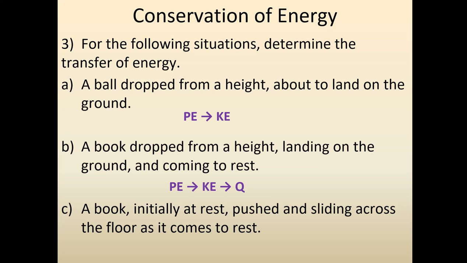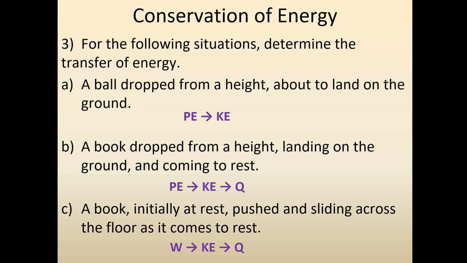And then the third one: a book initially at rest is pushed and slides across the floor as it comes to rest. So again, it's on the table or on the floor, whatever. It's starting at rest, so it doesn't have kinetic. It's pushed, which means it's going to start with some work. It's going to start sliding, so that work turns into kinetic, and then it comes to rest, which means once again I'm losing that kinetic in the form of heat. So this would be the next flow of energy.